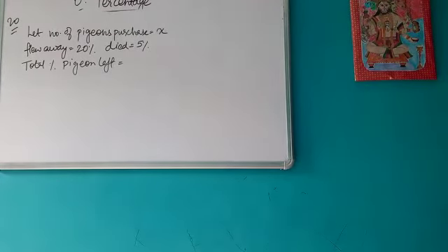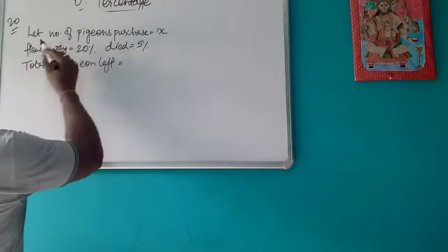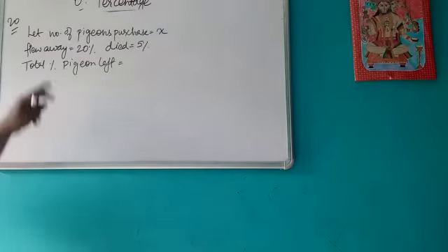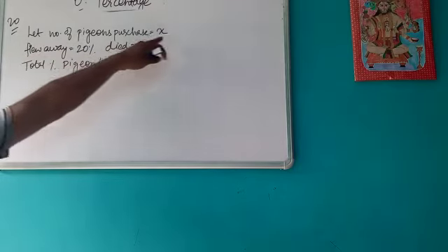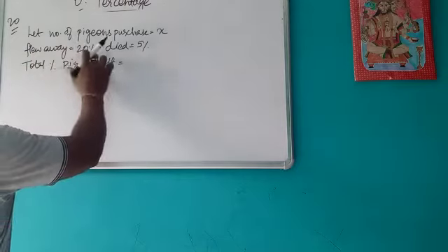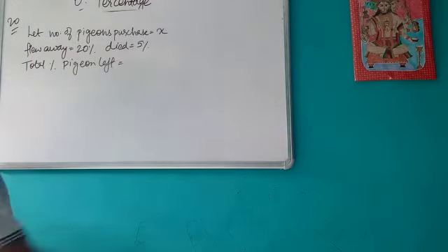Okay, let's discuss one more question. So in this, it is given that we have to calculate the total number of pigeons. So let the total number of pigeons equal x, and the number of pigeons that flew away is 20% and died is 5%. We have to calculate the initial number of pigeons, how many were there.